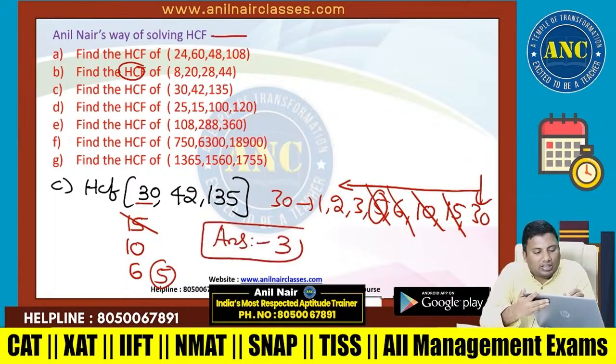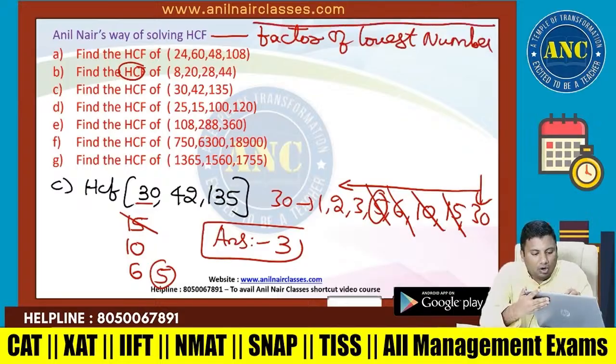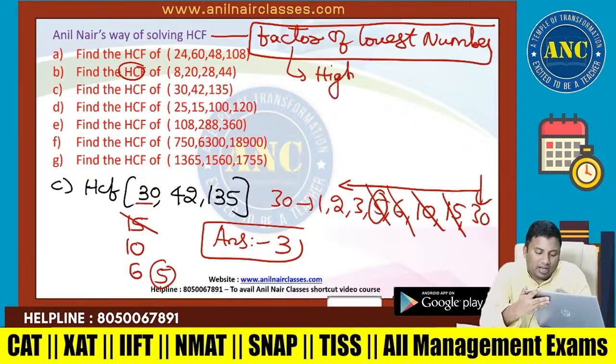What is the logic that we are using? HCF can be determined as the factor of the lowest number. The factor should be the highest value.